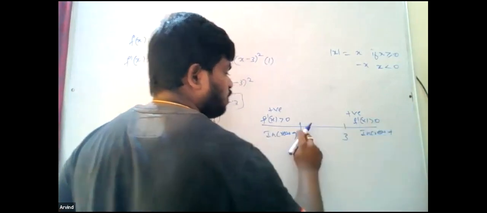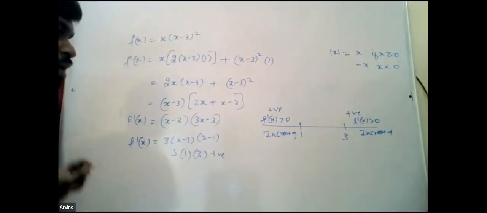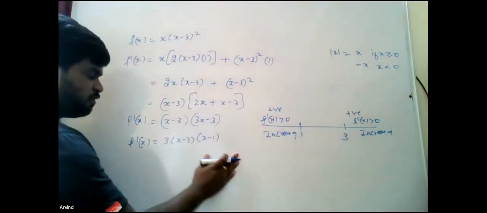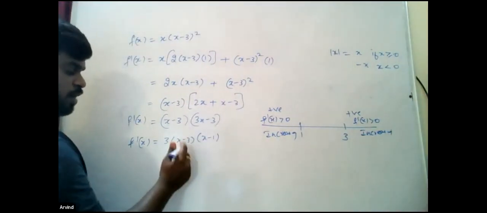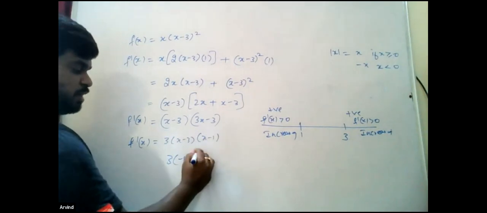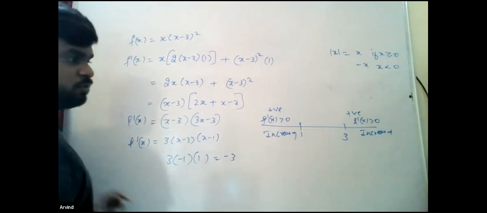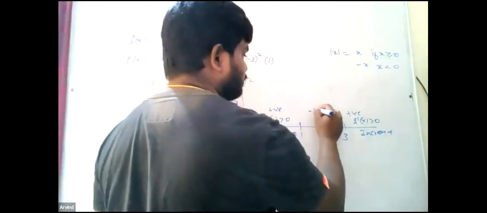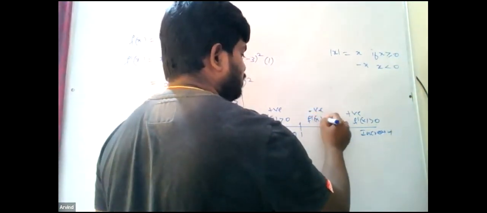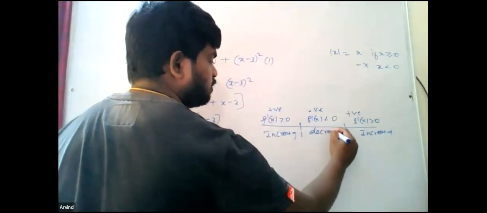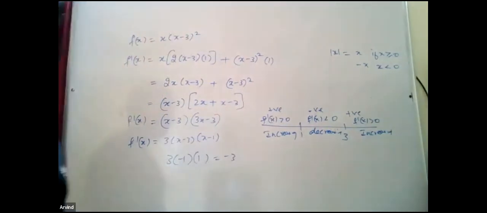Now let's give a value in the range between 1 and 3. Between 1 and 3 comes 2, so let's give 2. Okay, let's give 2. So 3 into 2 minus 3 is -1. 2 minus 1 is 1. So 3 into -1 into 1 is -3. So you get negative in this range. So f dash of x is less than 0. Therefore it is decreasing. So based on our question we have to answer.